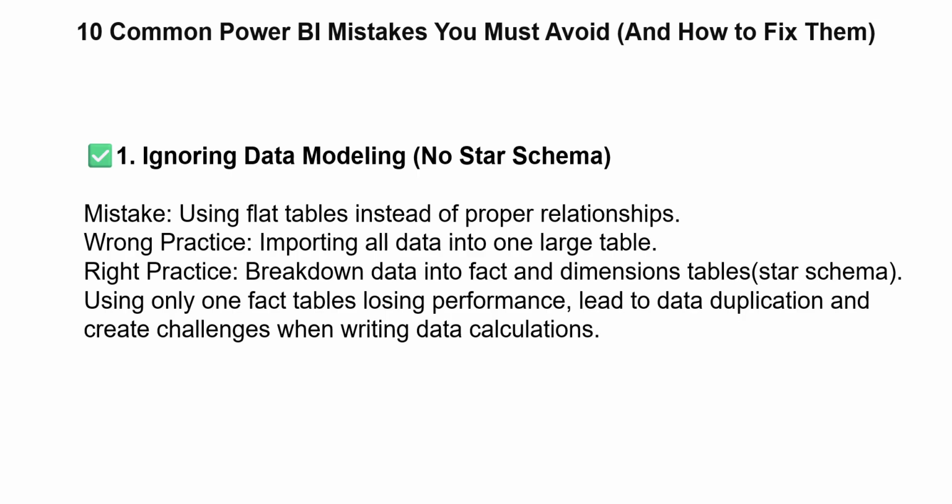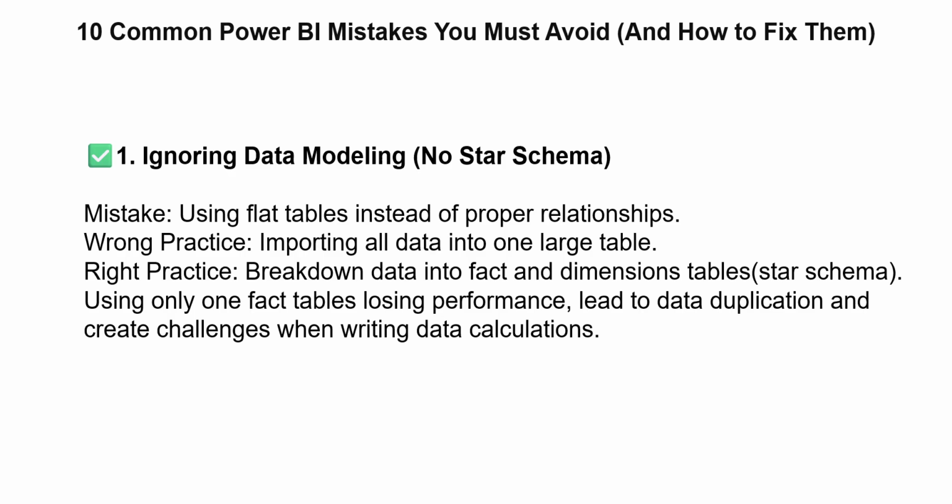The first point is ignoring data modeling. We are not giving proper data modeling, which belongs to the star schema. Sometimes there is only one main table, and we combine both the fact tables and dimension tables into that one simple table. It is a very big mistake when we have a large amount of data and need to find meaningful insights. Ignoring a star schema impacts performance and gives not accurate results.